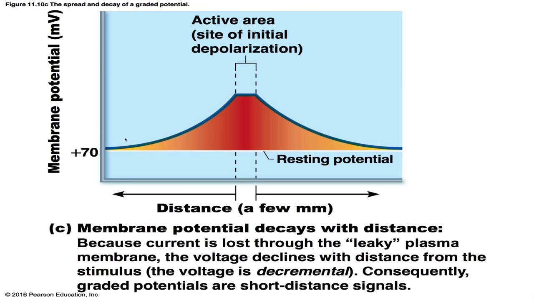decremental. So this graph is showing the spread and decay of a graded potential. The y-axis is showing voltage and the x-axis is showing distance in millimeters. This area right over here is the site of initial depolarization, or the active area. As you can see, as we start moving further away from this active area, the voltage starts to decrease. Again, this is because of the leaky plasma membrane that we have, so the voltage declines with the distance from the active area. And this is why graded potentials are short distance signals.